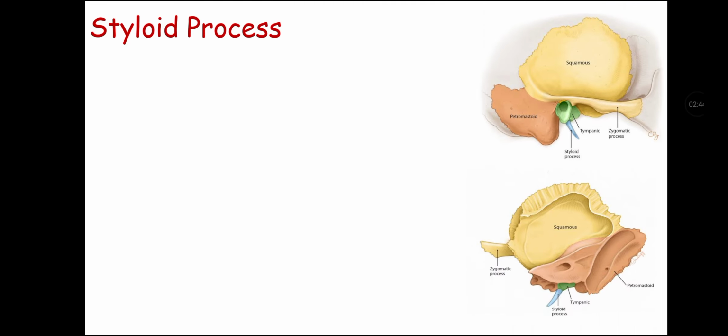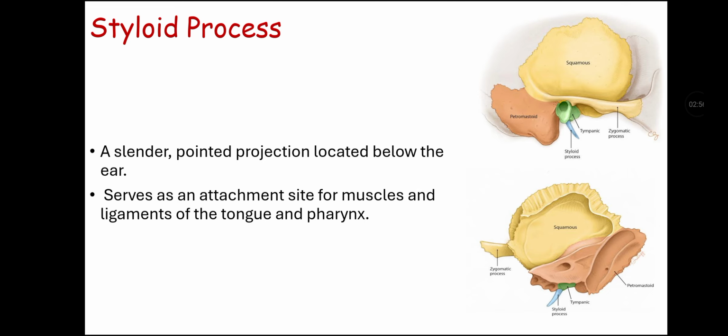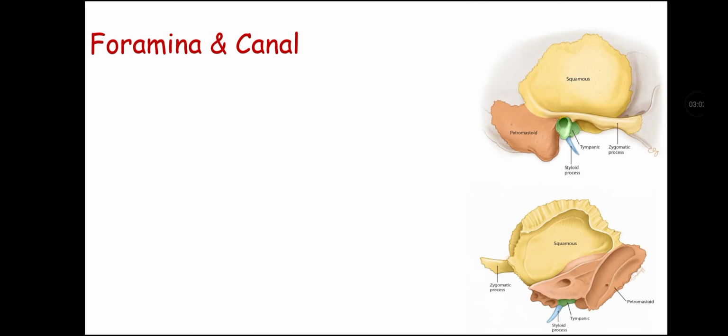Next is styloid process. As you can see in diagram, the blue color part of the temporal bone is the styloid process. It is a slender, pointed projection located below the ear. It serves as an attachment site for muscles and ligaments of tongue and pharynx. It is associated with stylohyoid ligament.